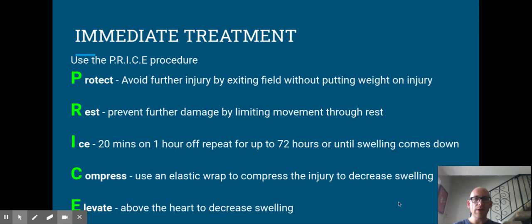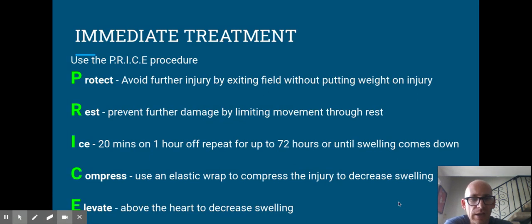Okay. How do we treat this? So treatment is fairly straightforward. You may have heard of the RICE procedure. Now it's called PRICE because they want to add protect on the top. So protect, you avoid further injury. You carry this person off the field or you have them hop on the other leg if it's one leg. Rest, you want them to stop moving so that they're not damaging it further.